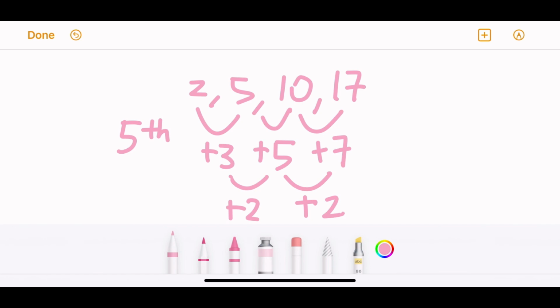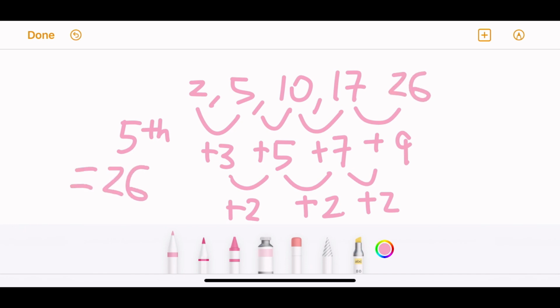And then to find the fifth term, we just do another loop. This would be plus 2 again. So 7 plus 2 will give us 9. And then 9 plus 17 will give us 26. So the fifth term equals 26. And that's it.